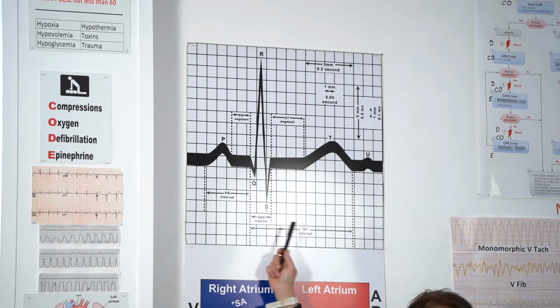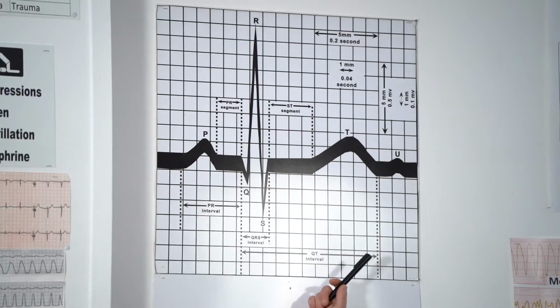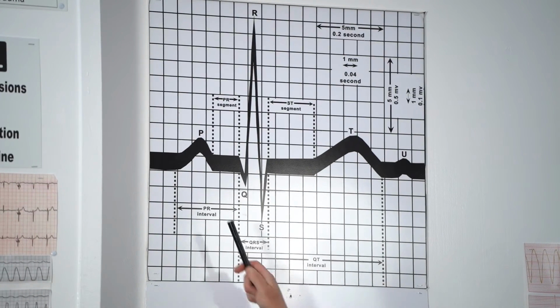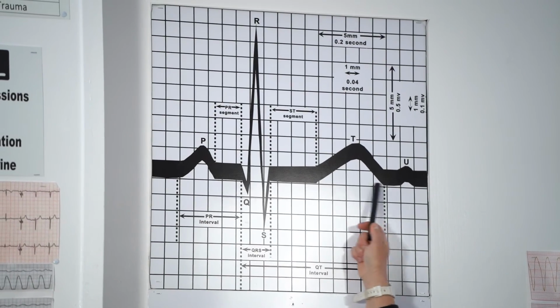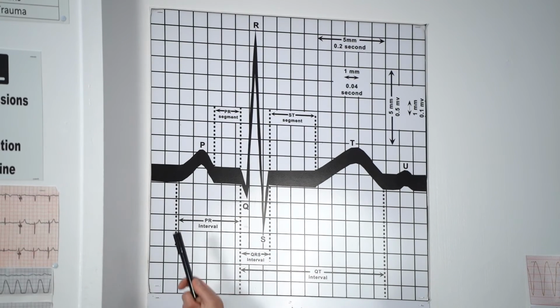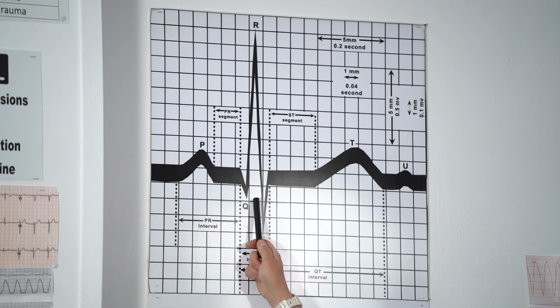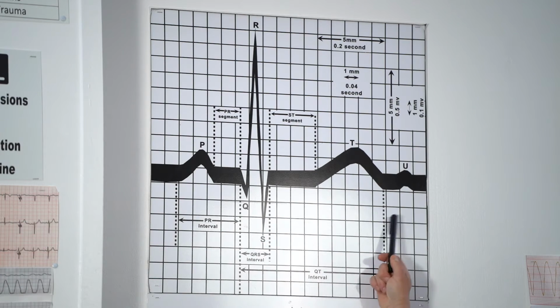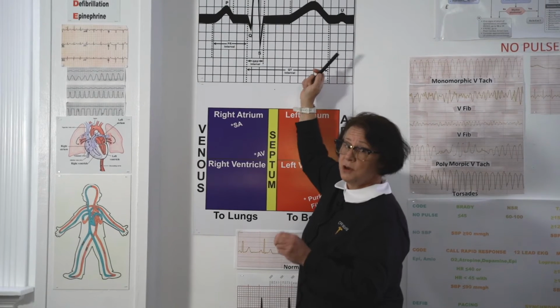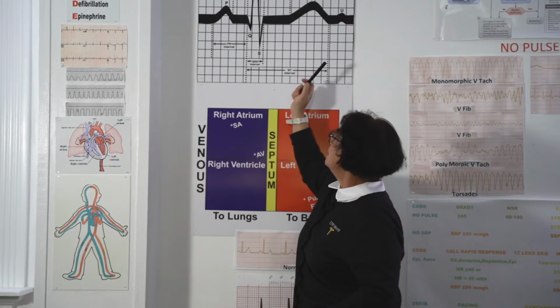This is one heartbeat. Now when you look at strips, this is your isoelectric line. That's the line that connects everything. That is the absolute resting phase of the heart. These things are meant to go flatline, bump, flatline, bump, flatline, bump, flatline, bump, flatline. These are not meant to bump into each other.